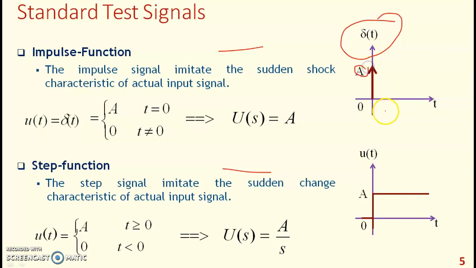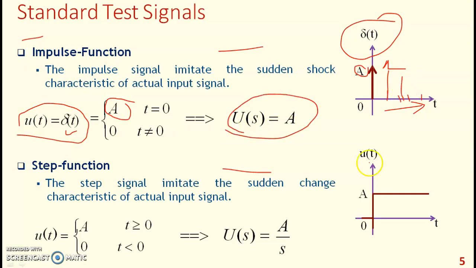Here a indicates magnitude with respect to time. In general, the impulse function can be represented by u of t or delta of t, equal to magnitude a at t equal to 0. For t equal to 0, its magnitude is a. If t is not equal to 0, magnitude is 0. For example, at t equal to 1, or t equal to 2, the value is 0. So the impulse function is represented by magnitude a. Then the second kind of signal is the step signal.